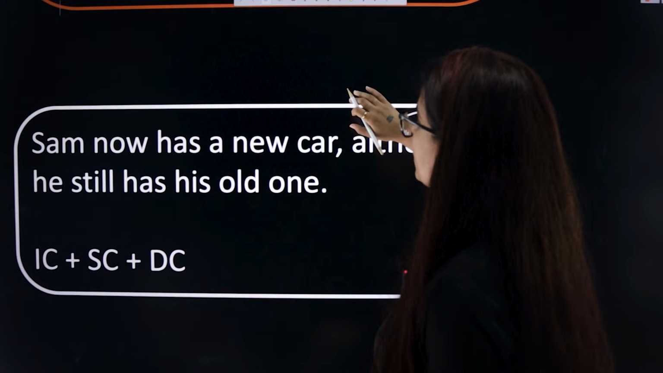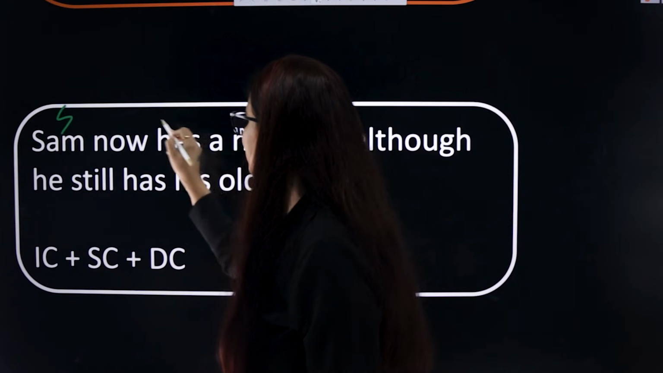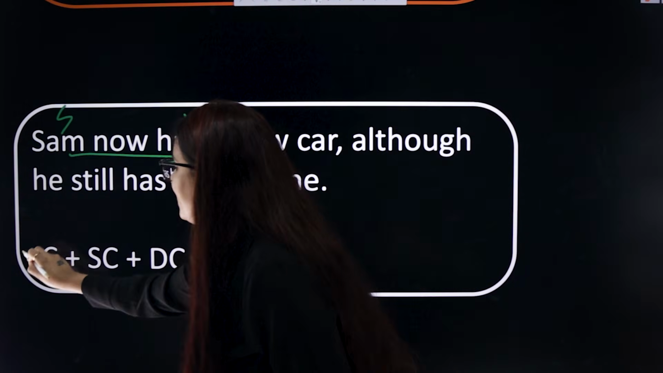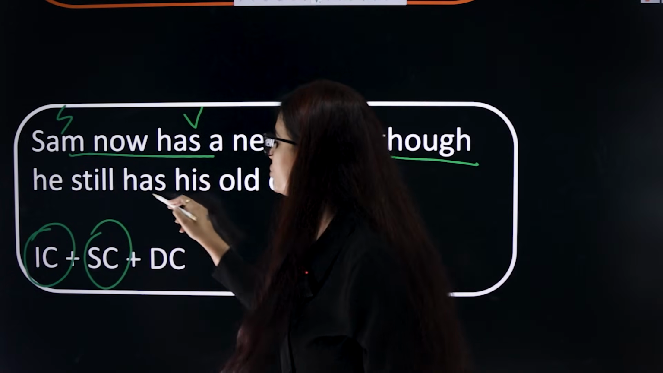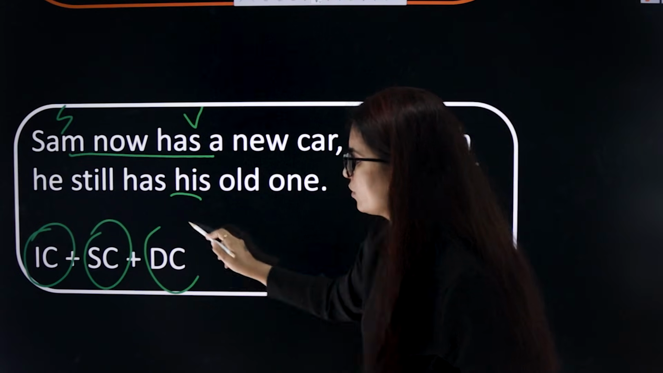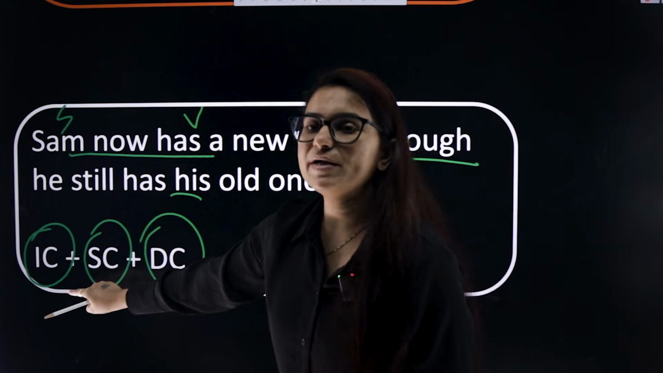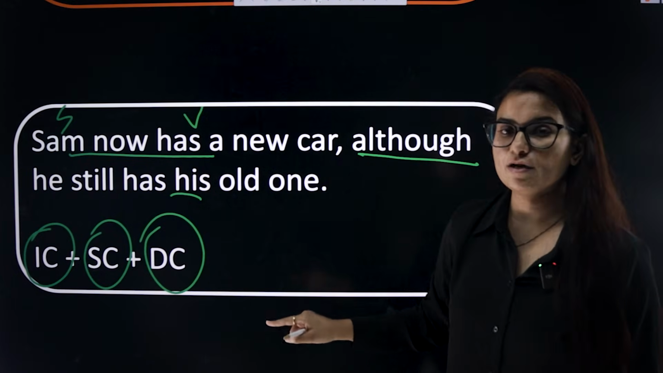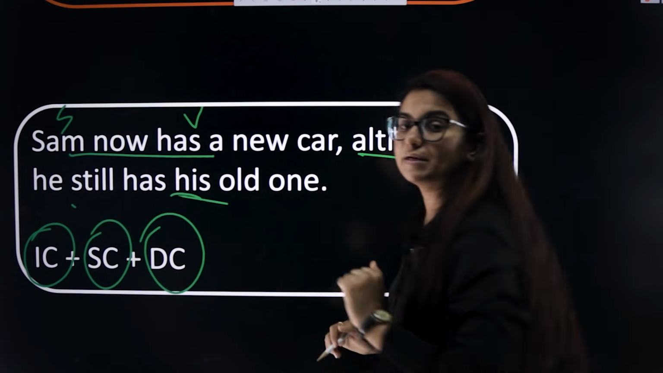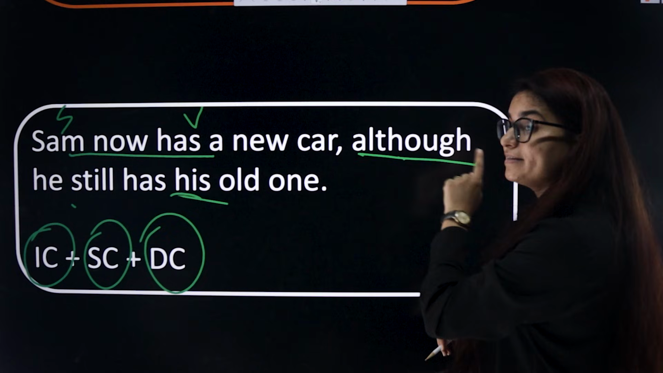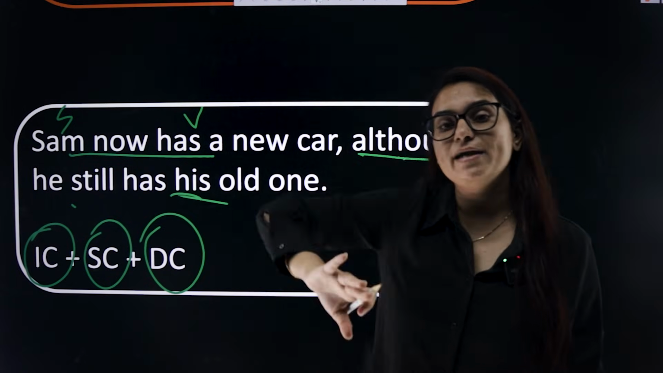In the next part, we have a simple structure. Sam now has a new car. Subject, verb, clause 1, which is an independent clause. "Although", which is a subordinating conjunction. Subject, verb, "he still has his old one", dependent clause. So you can see a good grammatical sentence has a structure like this: independent clause, subordinating conjunction, dependent clause. Wherever this word is attached to the sentence, that sentence becomes a dependent clause. This word decides whether this is a dependent clause or not. The part which does not have it becomes your independent clause.